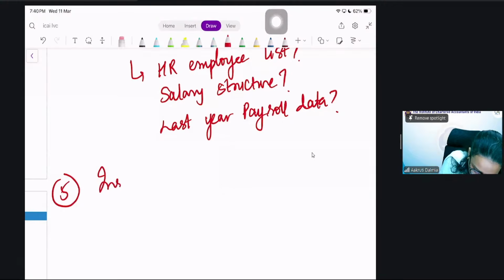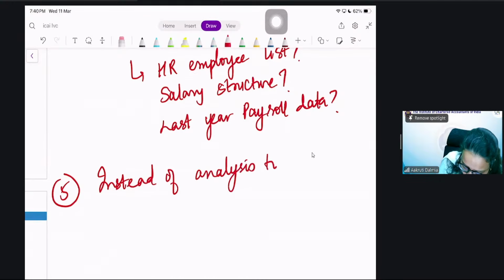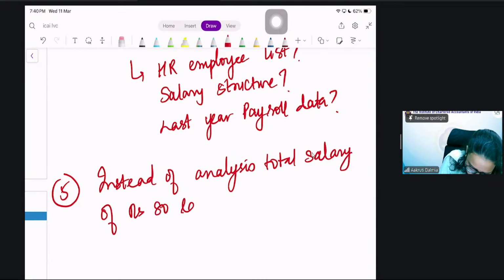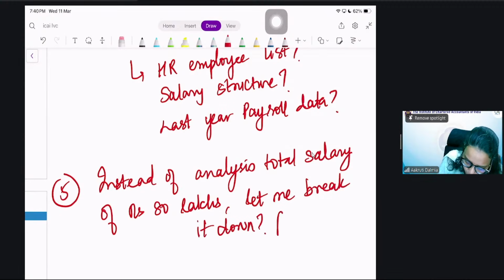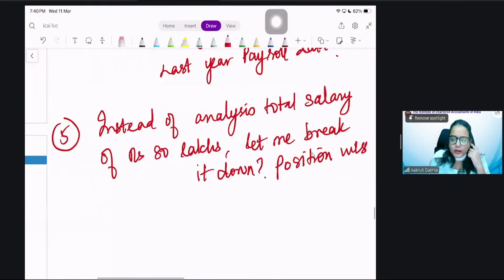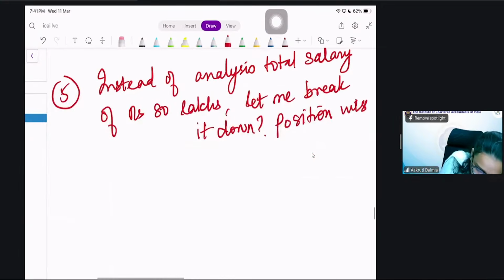I will think, instead of analyzing the total salary of rupees 80 lakhs, let me break it down position wise. So I can ask for a breakup. What breakup can I ask for? Different staff categories, different management categories, different bonuses, different overtime payments. So can I disaggregate data?